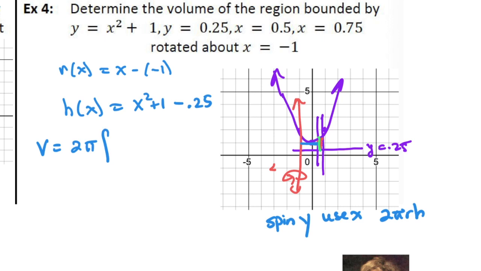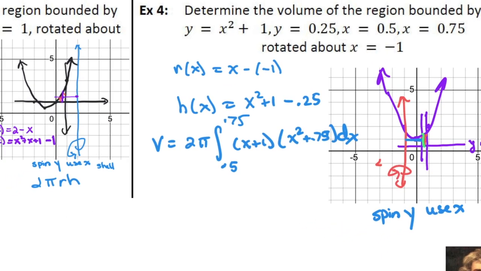All right, so then the volume is going to be equal to, now we're using x's, 2 pi integral from 0.5 to 0.75 times the radius, which is x plus 1, multiplied by your height, which is x squared plus 0.75 dx. Use calculator one more time and figure out what your actual answer is.